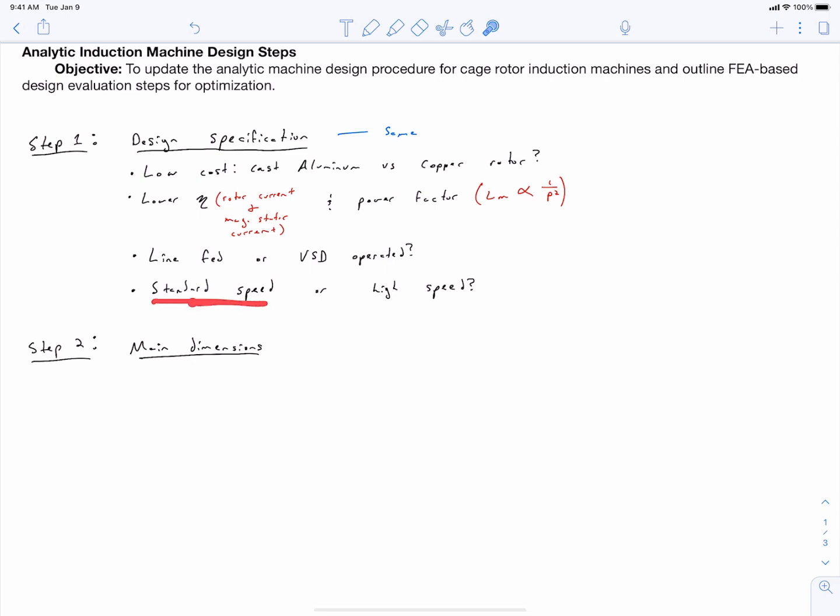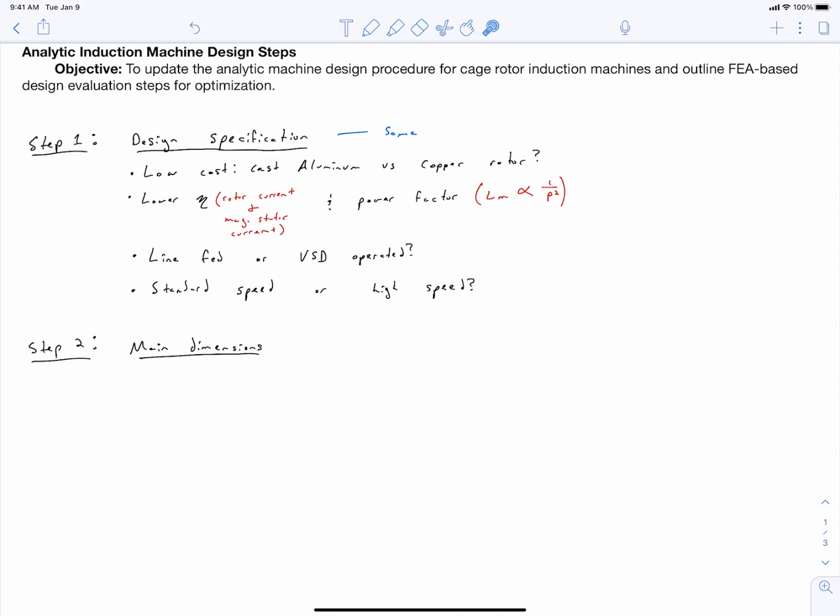And the final thing that I want you to think about when you're thinking about the design specification for an induction motor is whether this is going to be operated at a so-called standard speed or whether it's going to be a high-speed machine. And by high speed, I'm talking about speeds significantly over line frequency, so significantly over 3,600 RPM. When you get to really high speeds, induction motors are sometimes favored because you can do interesting things with a rotor, like have a solid rotor that has good structural integrity, and maybe doesn't even use a cage winding.